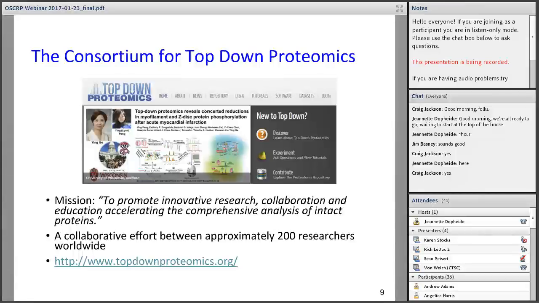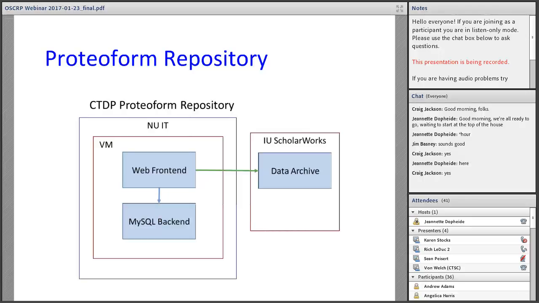And so the consortium does have a web presence. We have this little cartoon of our site. We have this proteoform repository where consortium members discover new proteoforms, whatever those are, they can upload them into this repository. This repository is then available to the world. The mass spec data that supports the proteoforms are archived. We're providing archive capabilities with Indiana University ScholarWorks, but some researchers use their own archives, and we link out to that. So this is one facility. It's currently hosted on virtual machines that are provided by Northwestern University.